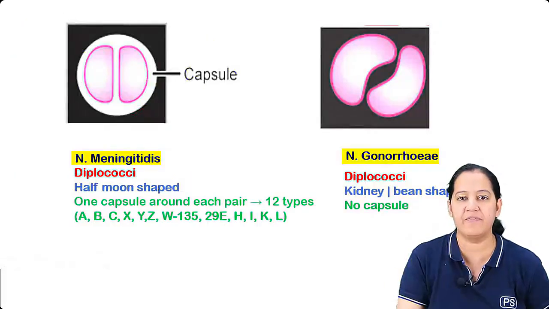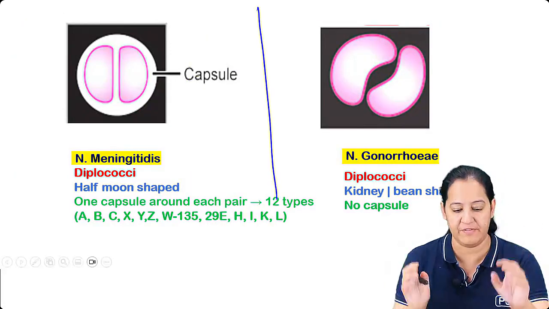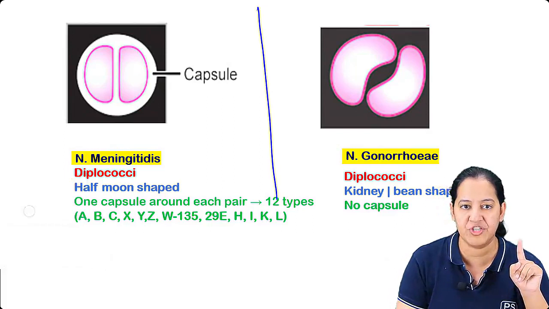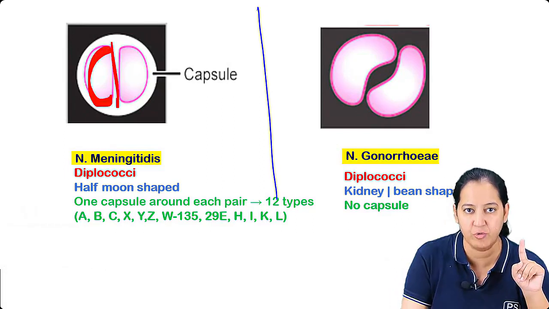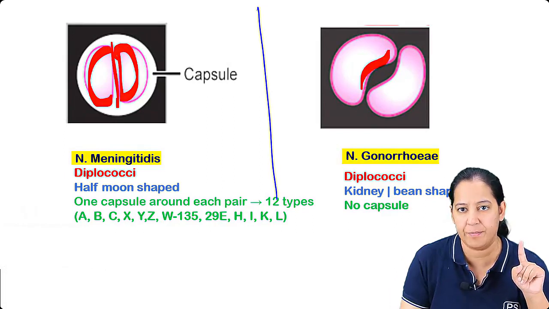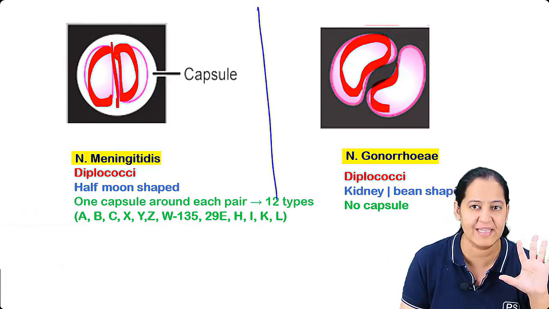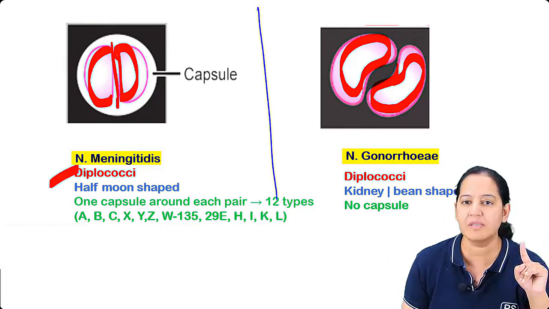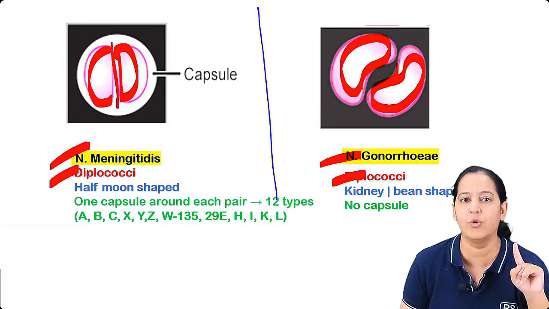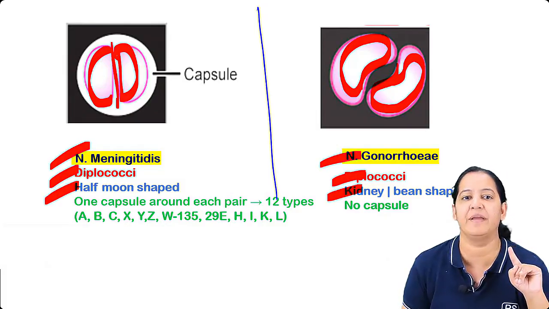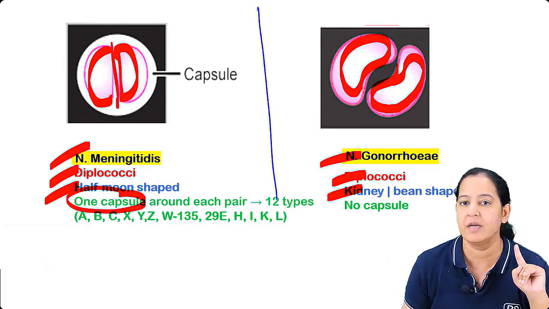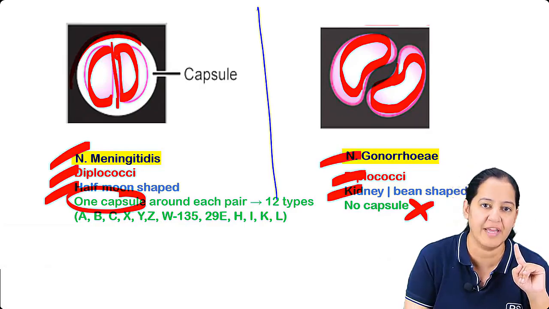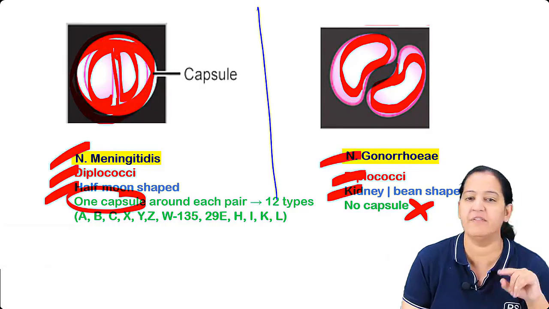The 2 types of Neisseria are in front of you. I want you to appreciate both are in pairs. This is half moon shaped and this is kidney or bean shaped. If you see the color nicely, they are little bit reddish color. They are gram negative. So diplococcus, meningitidis, gonorrhoeae, half moon shaped, kidney or bean shaped. Here capsule present, here no capsule present. So here around each pair there is 1 capsule, but here we don't have capsule.